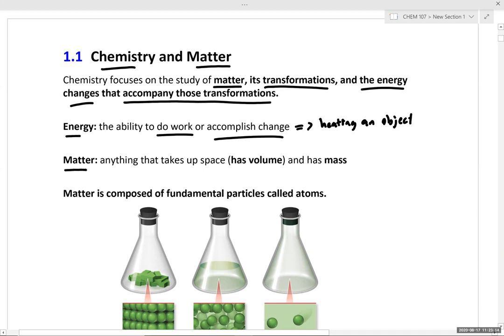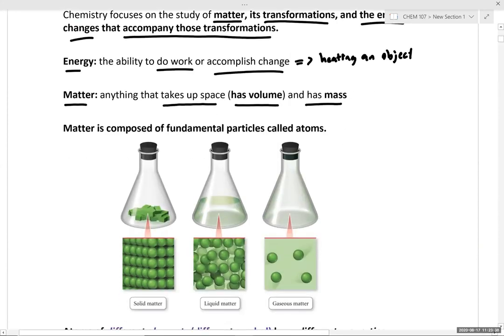Now, matter is a very catch-all term. It's anything that takes up space, in other words, has volume, and has mass. So matter is essentially almost anything in our physical world. Anything that takes up space and has mass is matter. Now, a critical idea in chemistry is that matter is composed of small fundamental particles that we call atoms, which is derived from the Greek word for an indivisible particle.